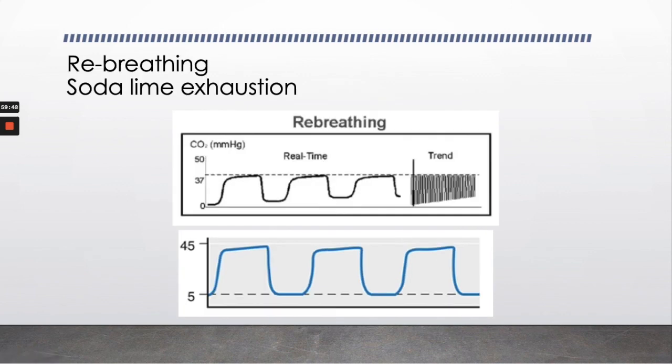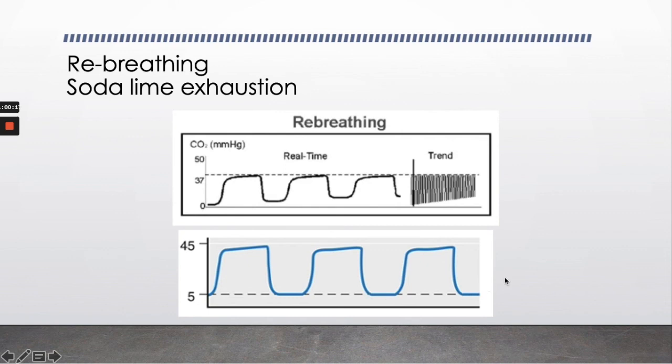With rebreathing, if the inspiratory baseline is elevated and the carbon dioxide is greater than zero, we know that CO2 is being rebreathed. So look, as we're returning back to baseline, we're getting a little bit higher, so we know that our CO2 is being rebreathed. And if you look here, we're just never returning back to baseline.